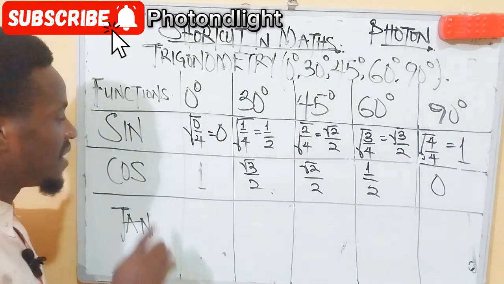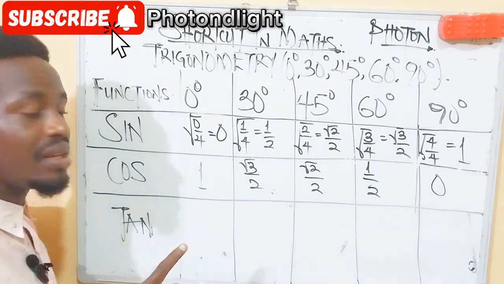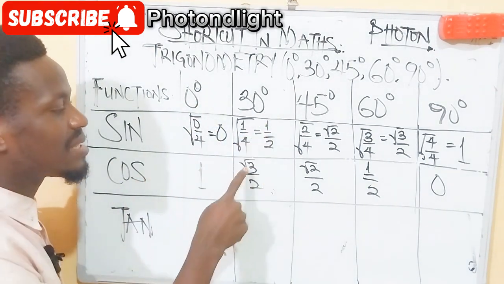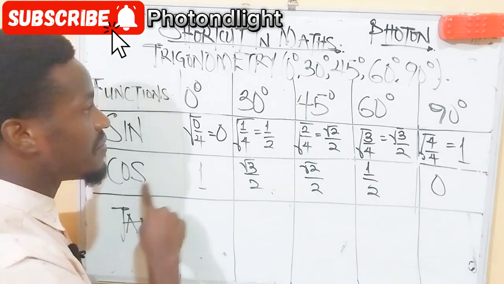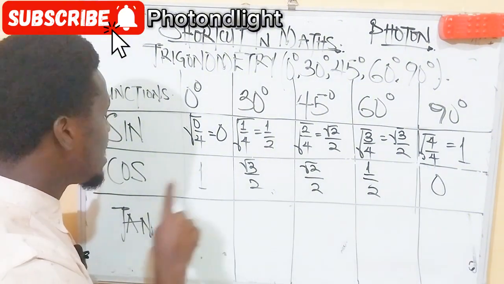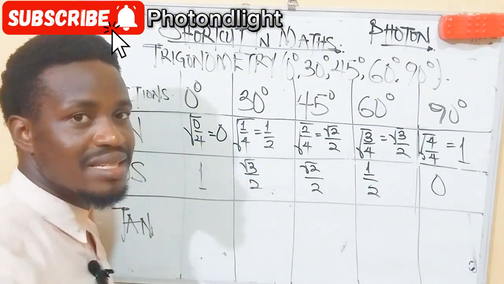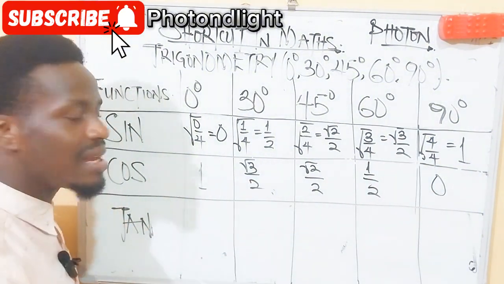So let's confirm again. The value of cos 0, you can check with your calculator, will give you 1. The value of cos 30 will give you root 3 over 2. The value of cos 45 will give you root 2 over 2. The value of cos 60 will give you 1 over 2. And the value of cos 90 will give us what? 0. That's it.